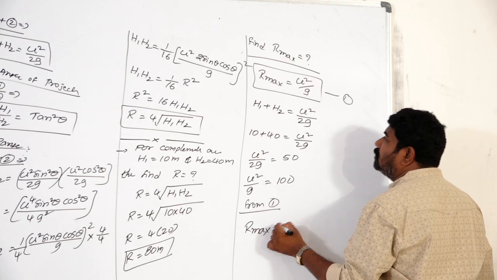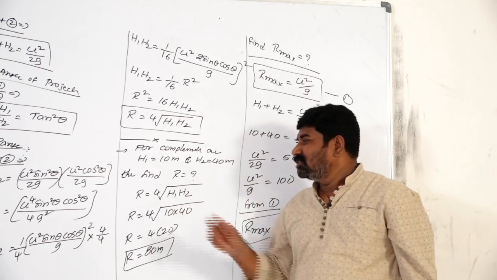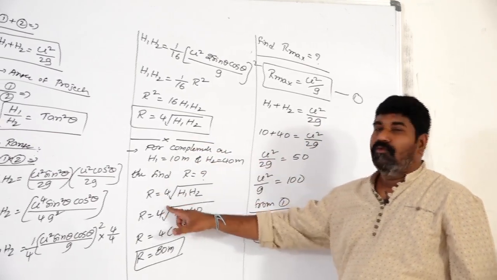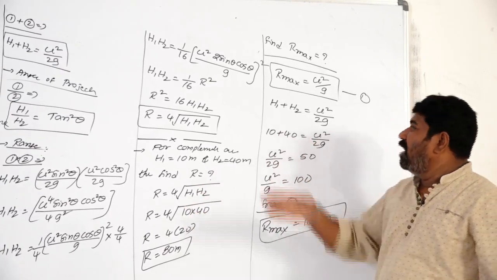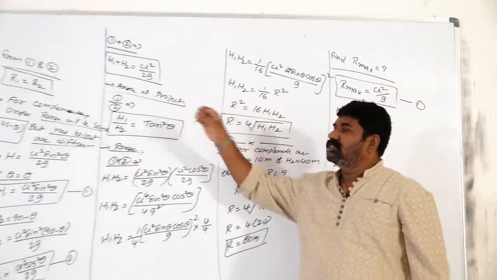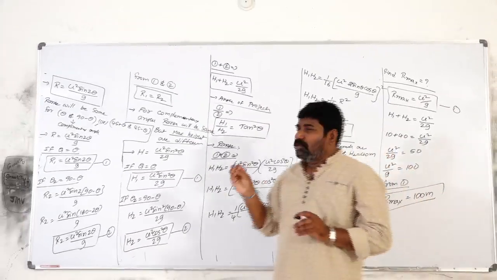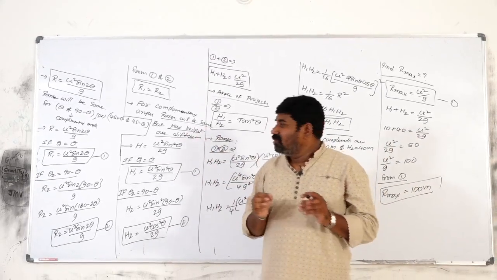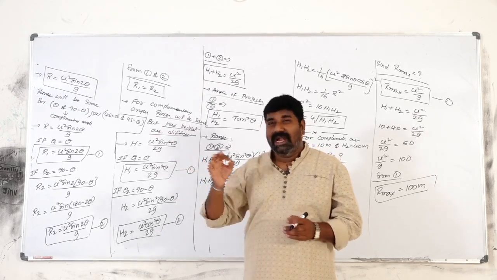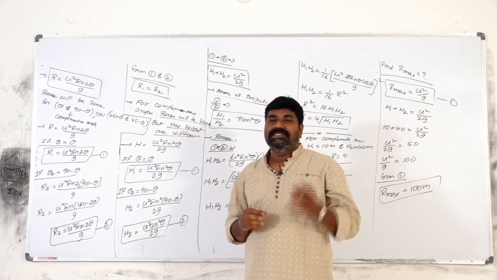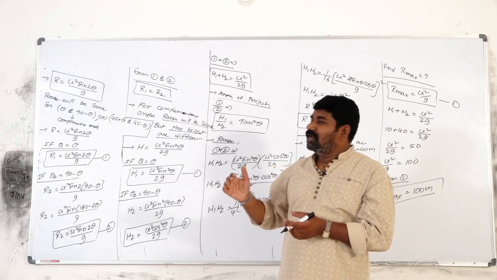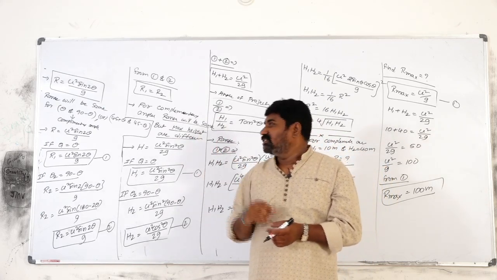So in the same problem, for complementary angles, H1 is 10 meter and H2 is 40 meter. What is the range formula? 4 root H1 H2. If you want to find the maximum range, that is u square by g, we go for H1 plus H2 is equal to u square by 2g. So this is about projectile motion: what the range is and what the maximum height is; these are the applications. In the next class, we go for the velocity of the projectile, and at what time the initial velocity is perpendicular to the velocity vector. Then we go for the applications of the velocity in the next class.